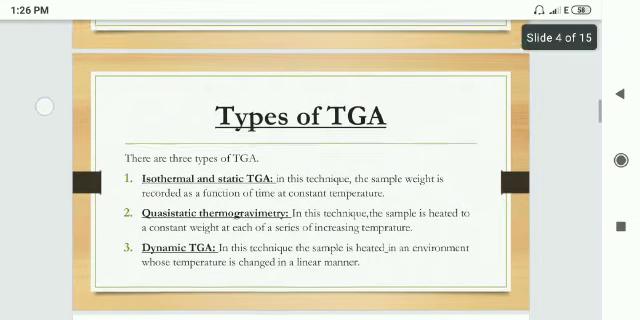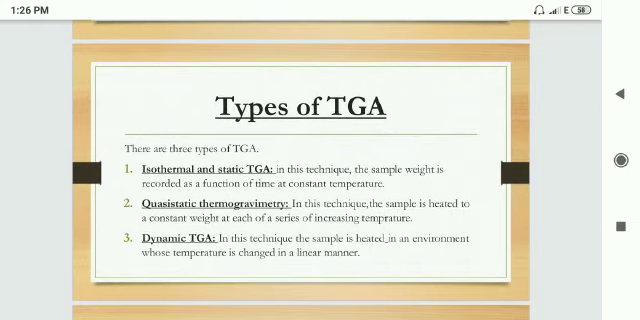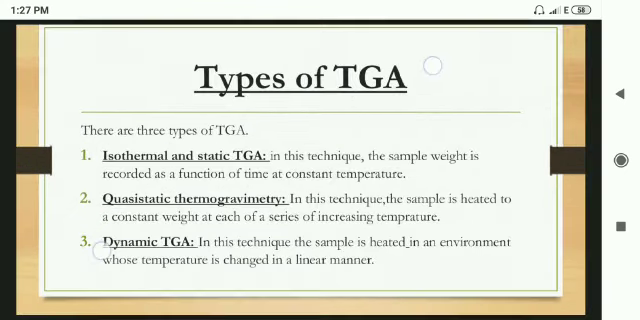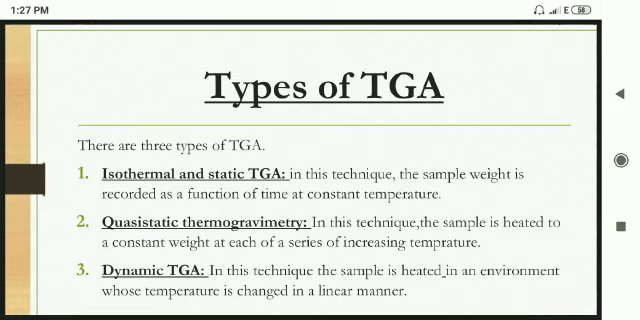There are three types of thermogravimetry analysis. The first type is isothermal or static thermogravimetry analysis. In this technique, the sample weight is recorded as a function of time at constant temperature. When the weight of the substance is recorded as a function of time at constant temperature, it is said to be isothermal or static thermogravimetry analysis.